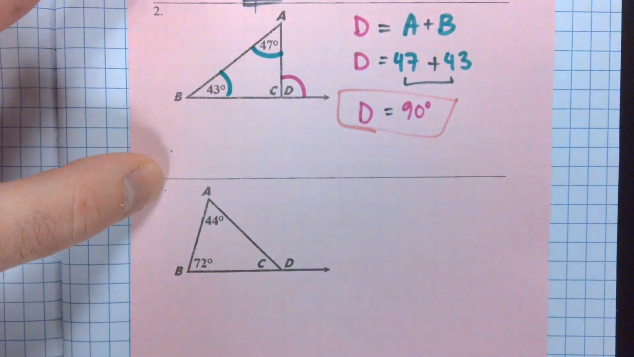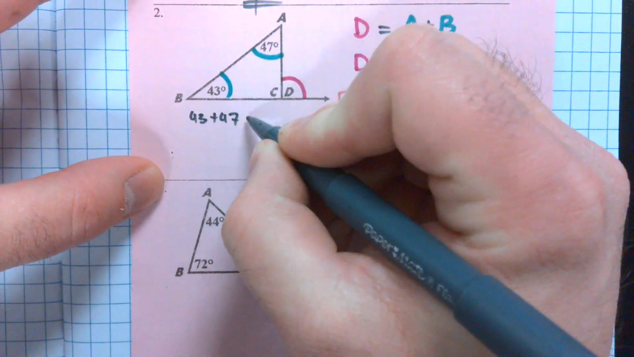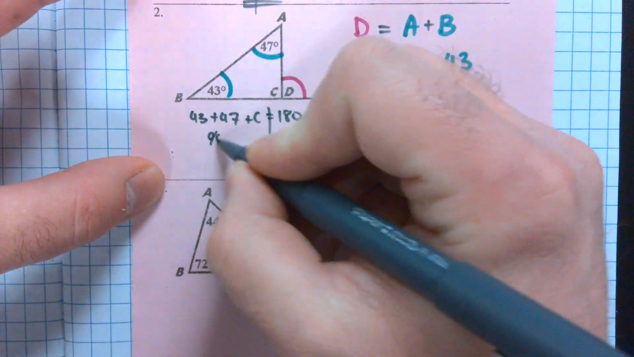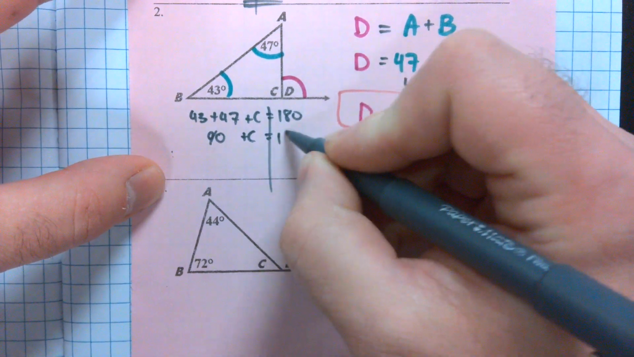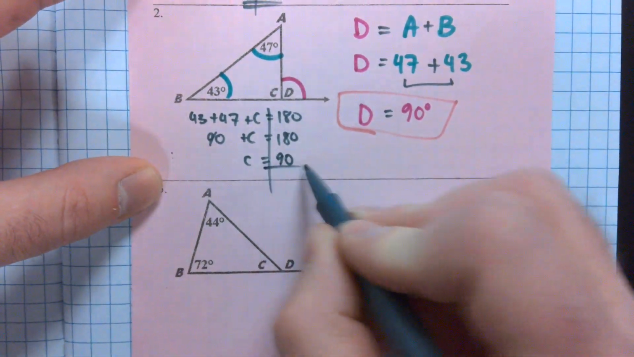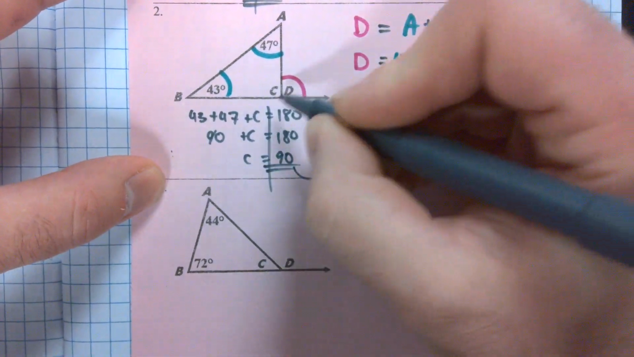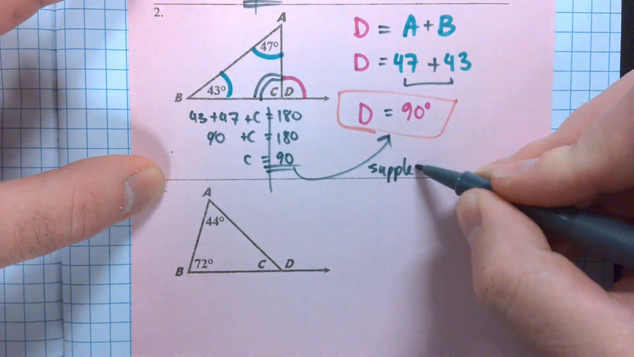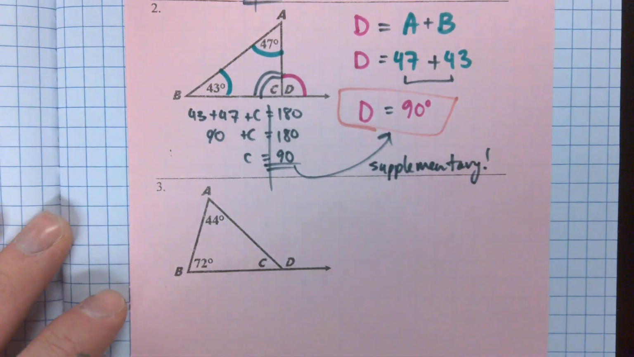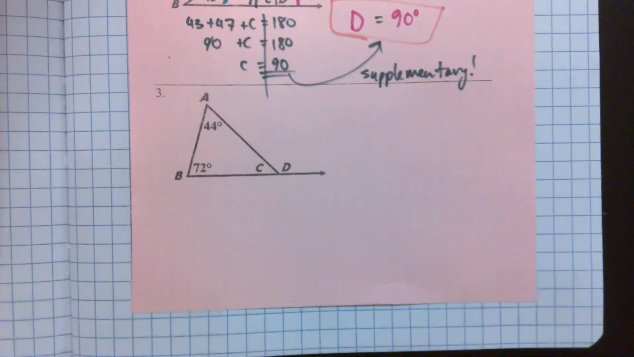Again, if we wanted to do the triangle sum theorem here, we could say 43 plus 47 plus C equals 180. 90 plus C equals 180. C equals 90. And that is supplementary to the angle D that we found. That works out. So that's a way you can check your answer. You don't have to do it necessarily, but something to know.